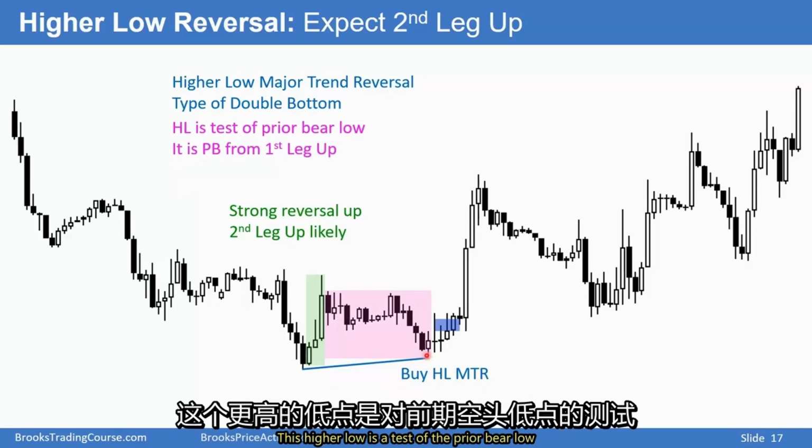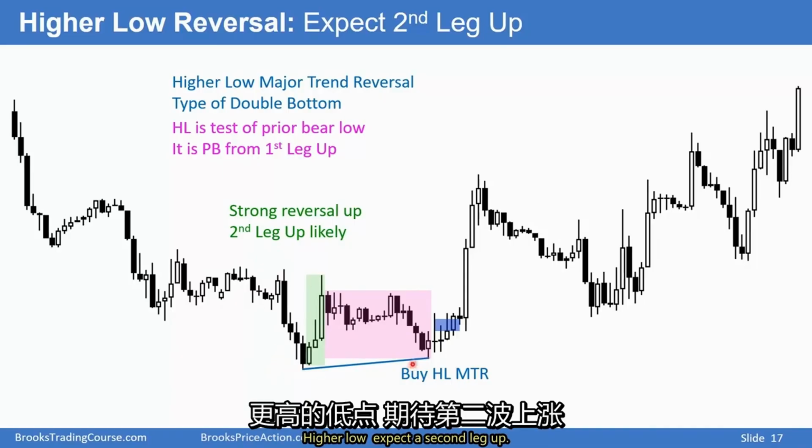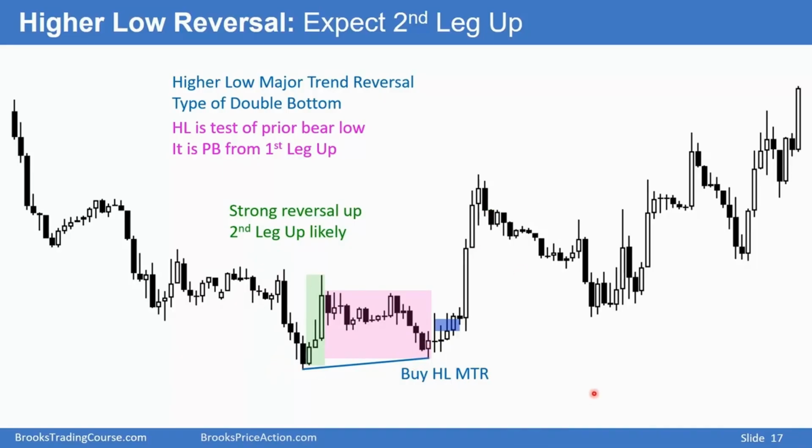This higher low is a test of the prior bear low. And it's also a pullback from this first leg up. Higher low, expect a second leg up.